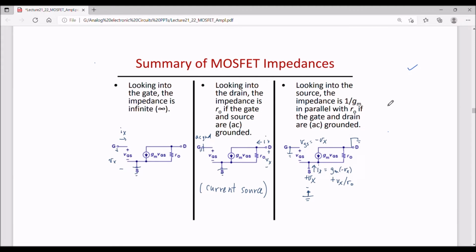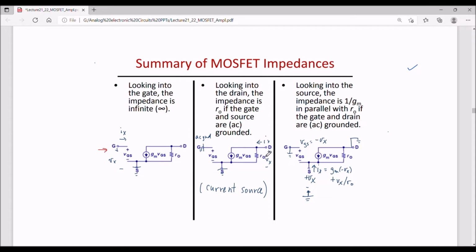So let us summarize the impedances that we have calculated in a common source amplifier. The impedance looking into the gate can be found from this small signal circuit, which is Vx by Ix, and since Ix is 0, this impedance is infinite. The gate is insulated with a silicon dioxide layer, so the gate is insulated from drain, source and bulk, so the input impedance looking into the gate is infinite.